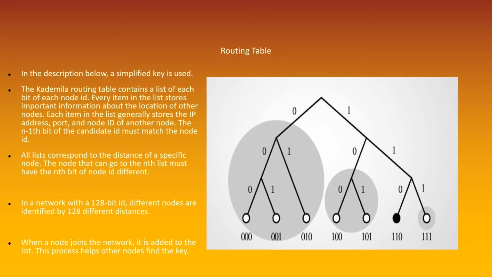the description given below is simplified. The Kademlia routing table contains a list for each bit of the node ID. Every item in the list stores important information about the location of other nodes. Each item in the list generally stores the IP address, port, and node ID of the other node. The n-1th bit of the candidate ID must match the node ID. All lists correspond to the distance from a specific node. The node that can go to the nth list must have the nth bit of the node ID different. In a network with a 128-bit ID, different nodes are identified by 128 different distances. When a node joins the network, it is added to the list. This process helps other nodes to find the key.